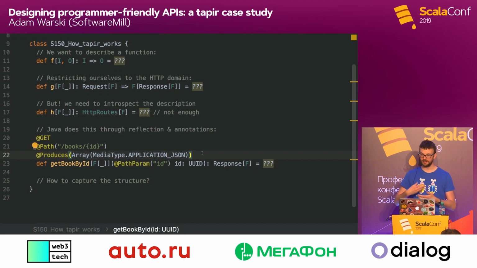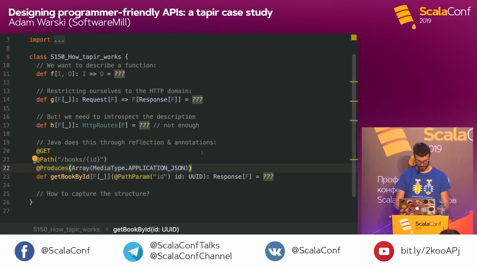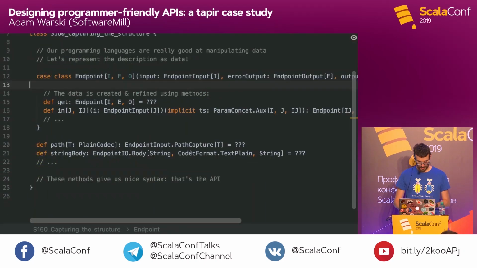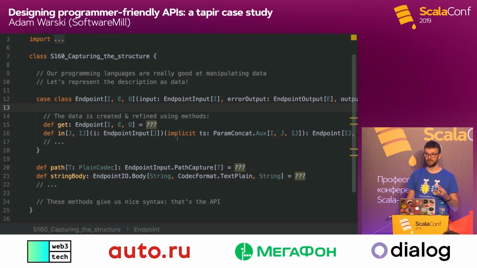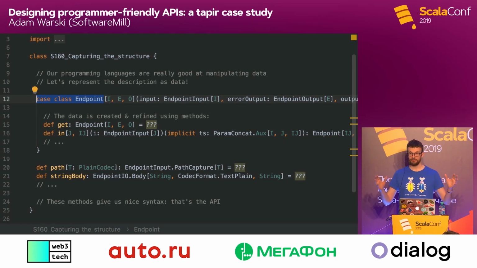So I think Scala in that regard can actually provide us with something better. And that something better is data. Scala is really good at manipulating data. We have case classes, using which we can represent immutable data. And that's what we do here. A description of an endpoint is just a case class. It's an immutable data structure which describes the structure of our endpoint.